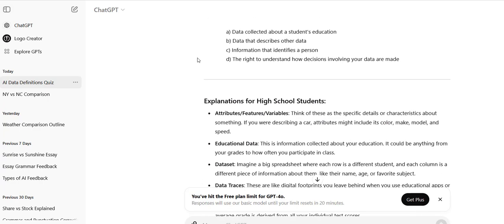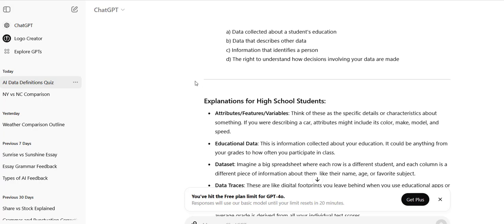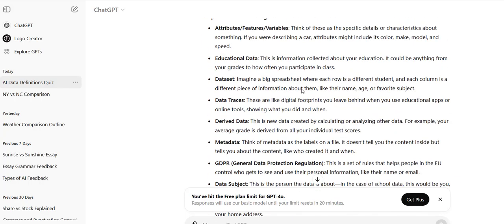Then you can ask ChatGPT for definitions of those words in easy to understand English. I mentioned this at the end of the last video, in which I said, explain the word metadata in easy to understand English as if I'm a high school student. That was the prompt, and then I got these results. I put into the prompt, explain these words in easy to understand English, and I cut and pasted all of the words into the prompt, and then I got these definitions.